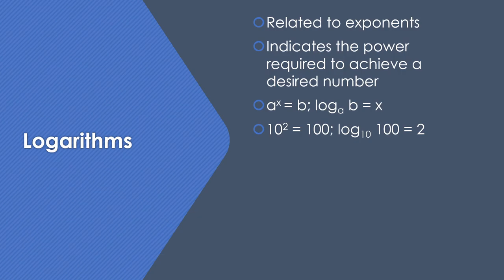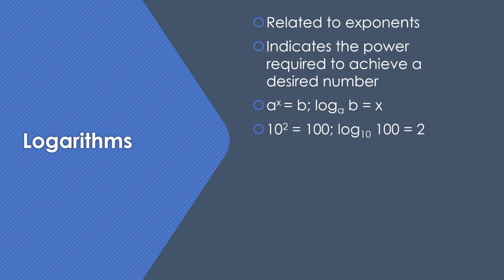Now, most of the time, you're just going to see log with no base. If you see log with no indicated base, that means it's base 10. So if it just says log 3, then it's saying 10 to what power gives you 3. So if it doesn't say anything, it's log base 10.